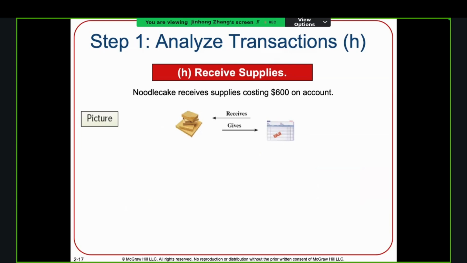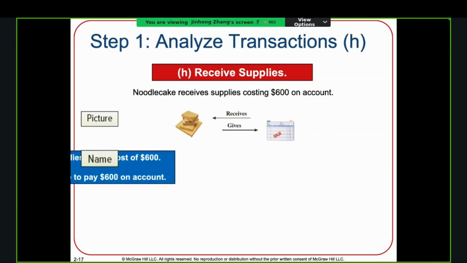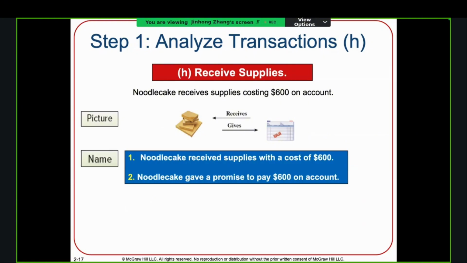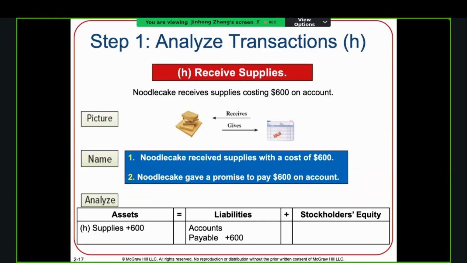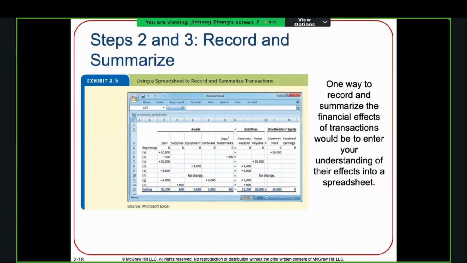Noodle receives supply costing $600 on account. Okay, you have what? Increase supply $600, and then you increase payable $600, right? Because these are what you're paying.